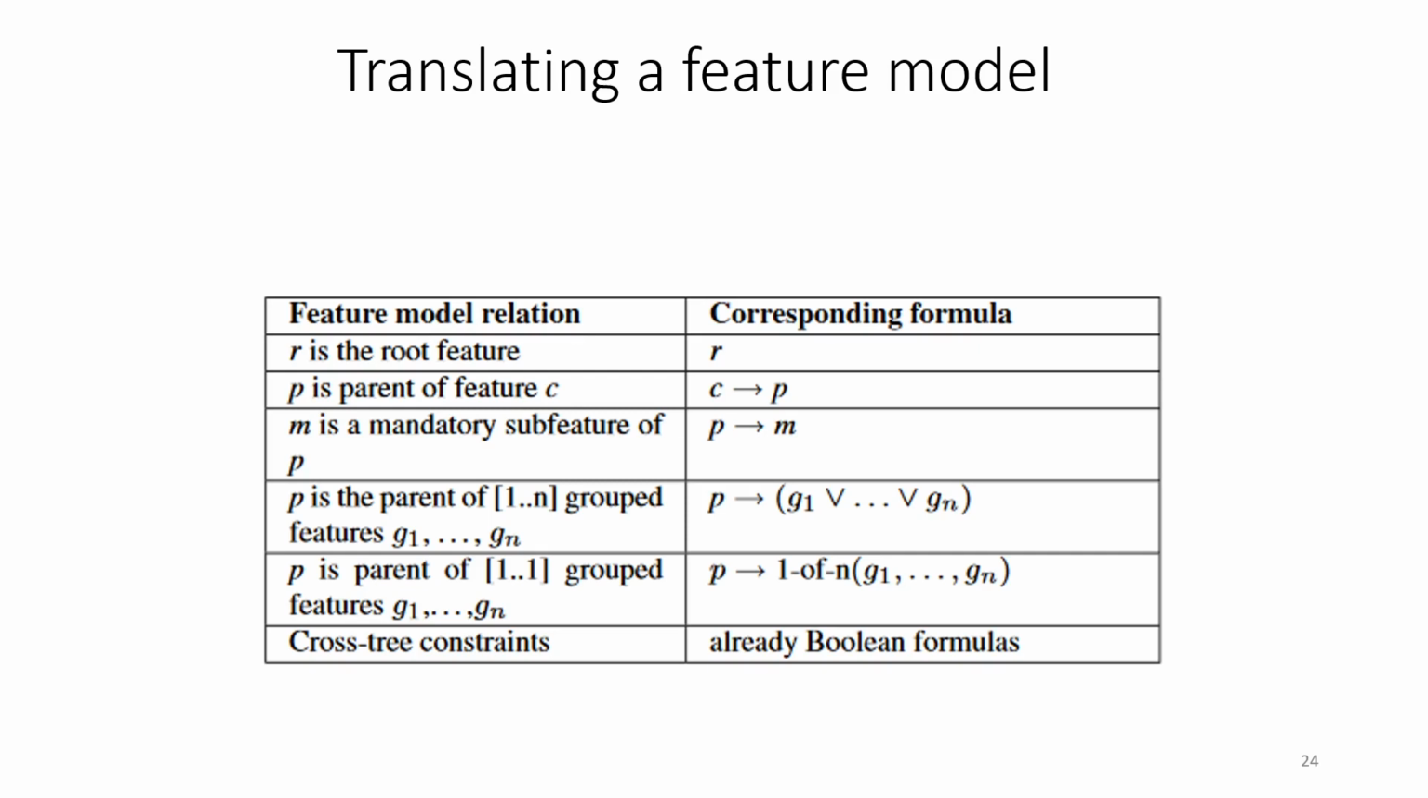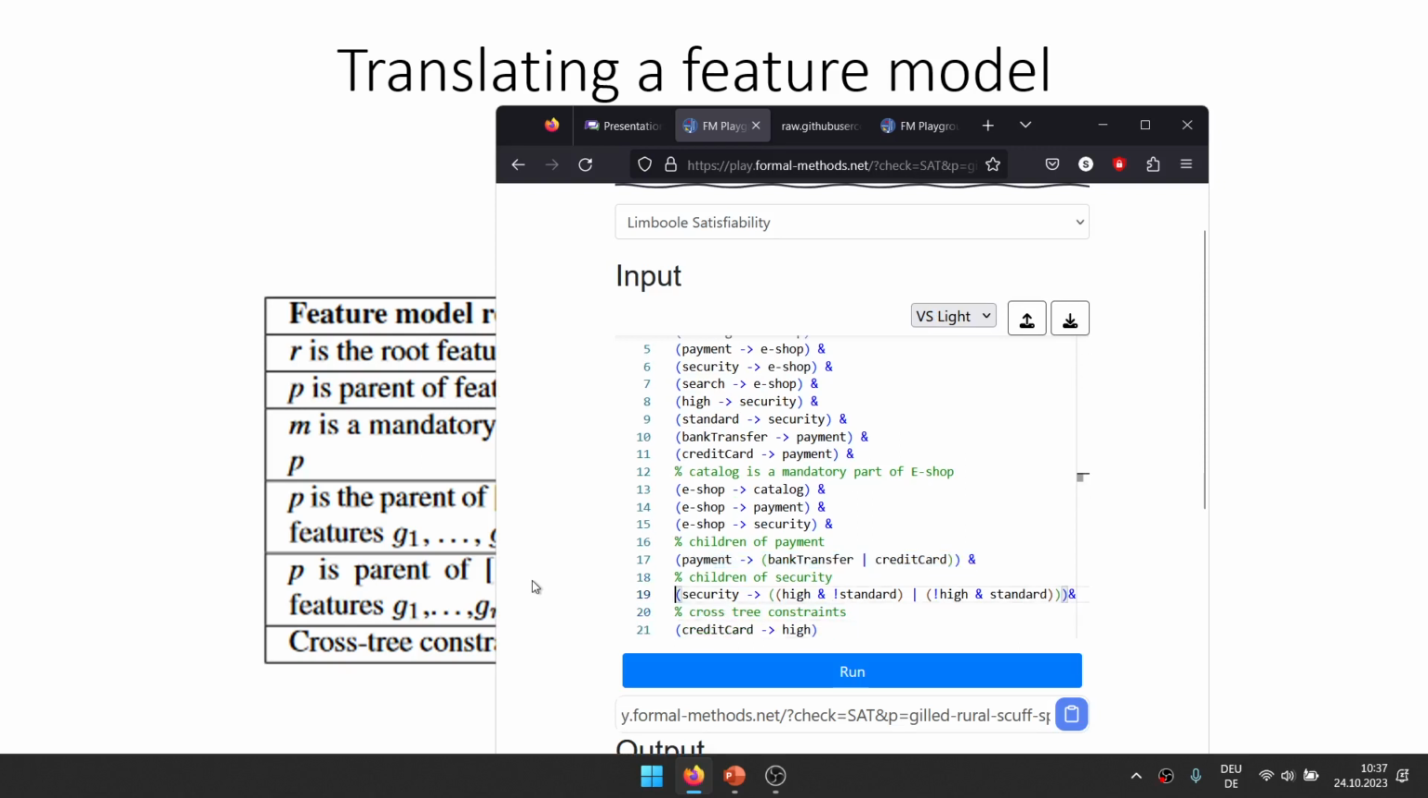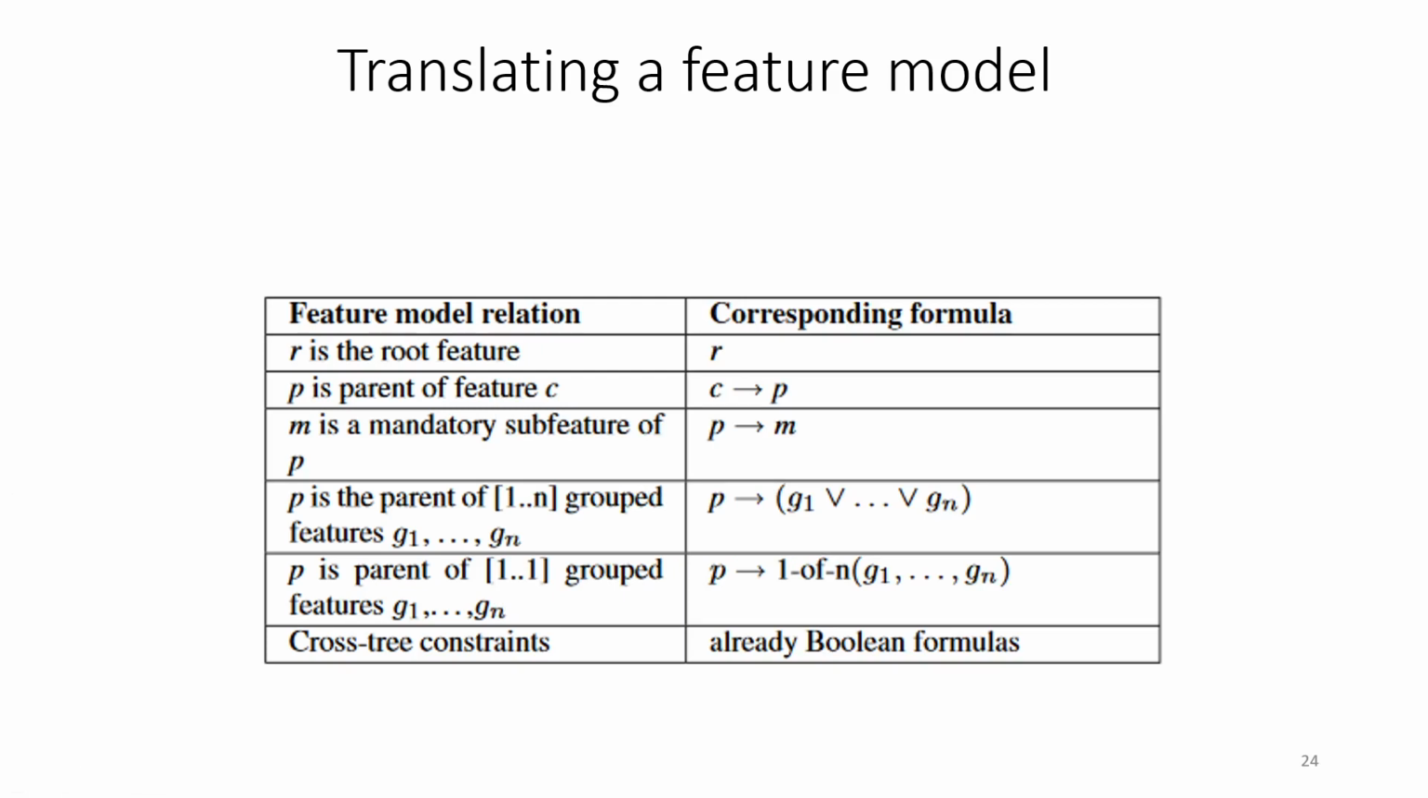But that's the exclusive one. So we had that for the security. You either have standard or high. So here it's basically written as 1 of n. And that's exactly what we encoded here, 1 of n. So one of the children is written positive and the other one is negated, or all the other ones are negated. So if we would have multiple, we would have to negate all the other children, right? Okay, and then cross-tree constraints, already Boolean formulas.